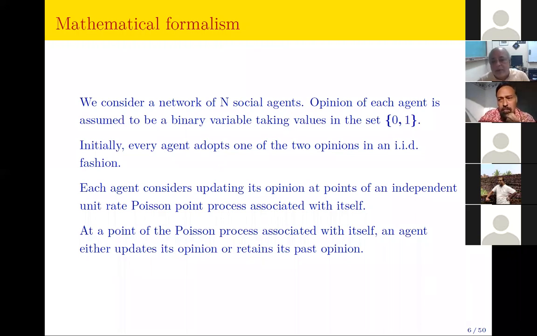we consider a network of n social agents, and this network is a complete graph. So each agent is a friend or a neighbor of each other. An opinion of any agent is either 0 or 1. And initially, every agent adopts one of the two opinions in an IID fashion. So you just toss a coin and decide whether you're 0 or 1. And each agent considers updating its opinion at points of an independent unit rate Poisson point process associated with itself.